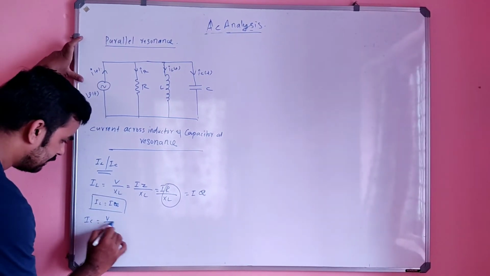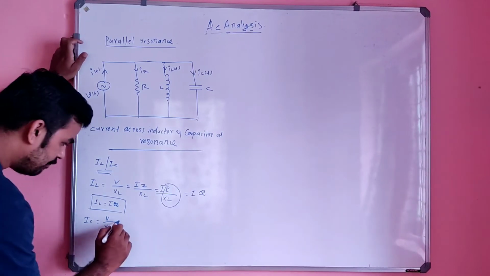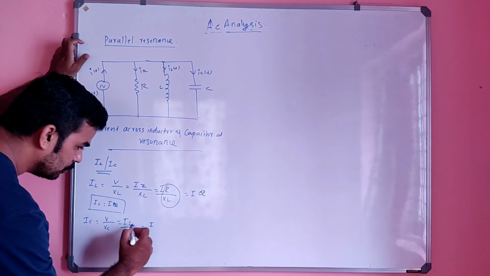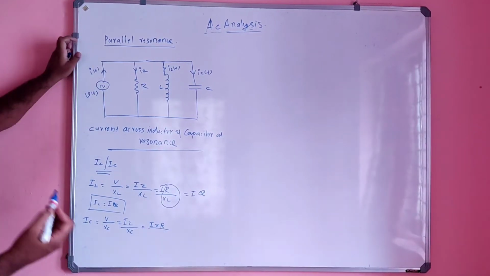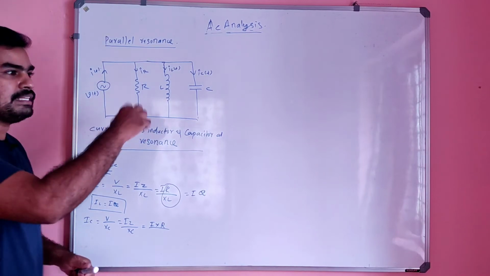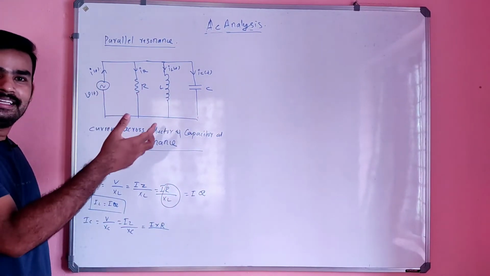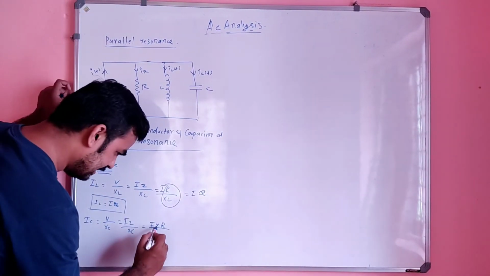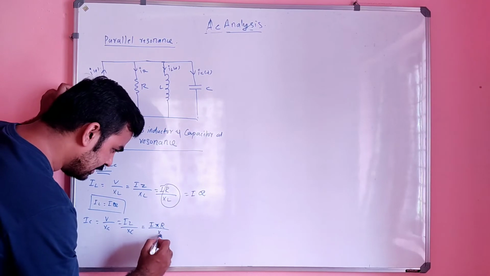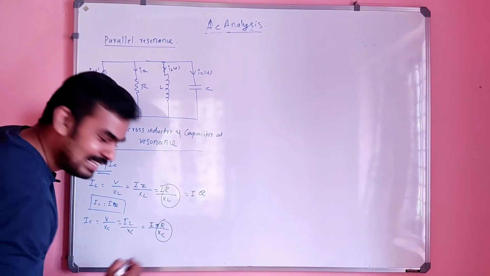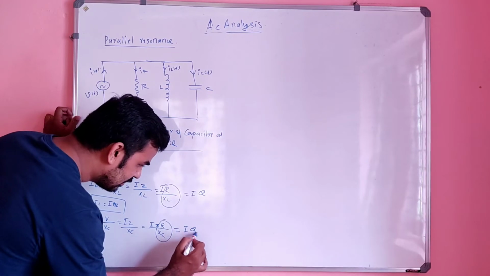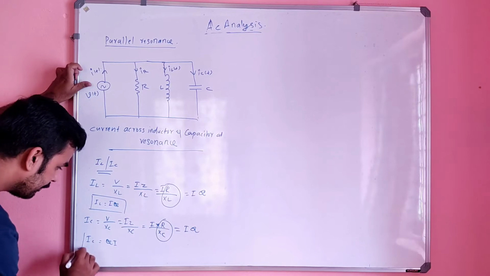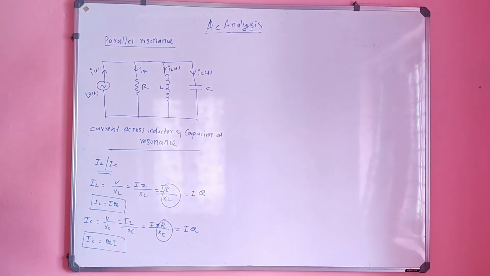Similarly, what is IC here? IC is nothing but V by XC at resonance, and V is nothing but I into Z divided by XC, and I into Z is nothing but R again. At resonance Z is equal to R, no? At resonance BC equal to BL, so that Y is equal to only G. Y is equal to G means Z is equal to R, simple. So it is I into R divided by XC. What is this R by XC? It is again Q. So we can say that IC is also Q times I.